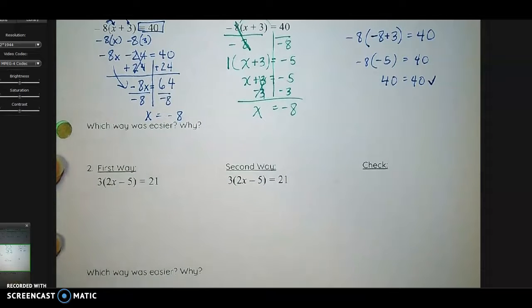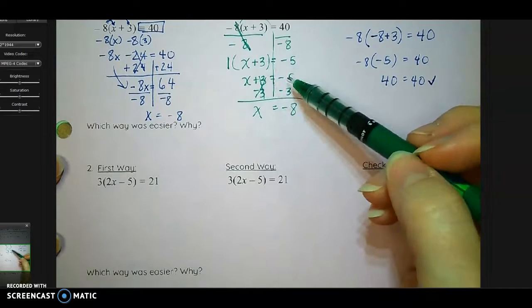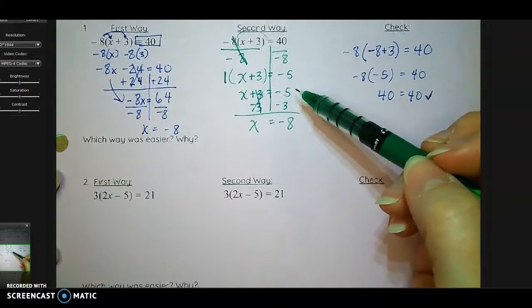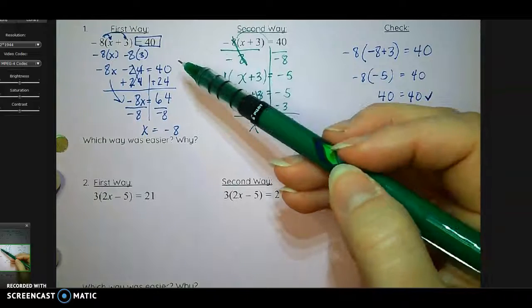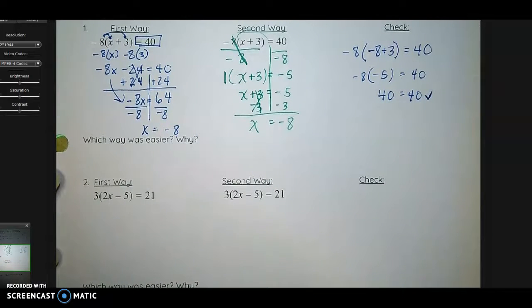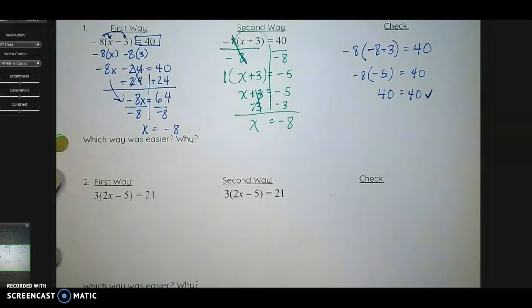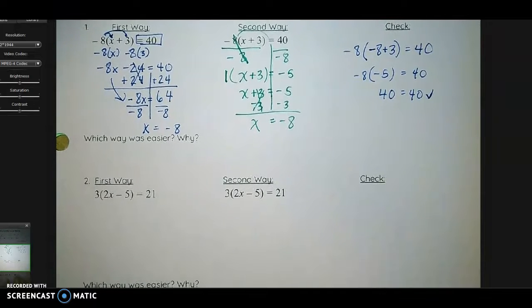Now, which way was easier and why? That's going to be a personal opinion. For me, it's easier to look at it and make fewer steps and just to go ahead and divide by negative 8 at the beginning. But for you, you might feel so comfortable with the distributive property that it might be easier for you just to go ahead and do the distributive property and then go ahead and solve the two-step equation how we've been solving them. So it's really a personal preference there. If you feel more comfortable with one way and you really understand one way and you only want to do one way, that's fine. Just know that the other way is there.